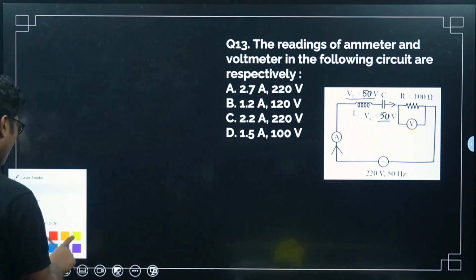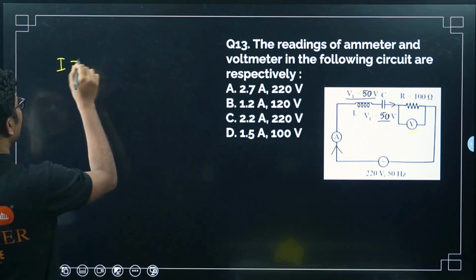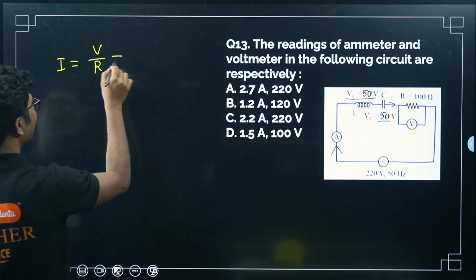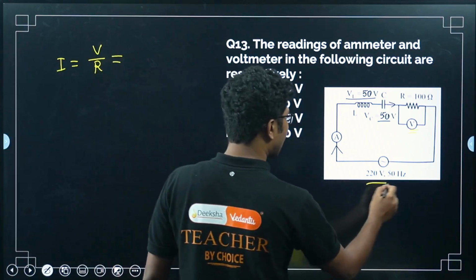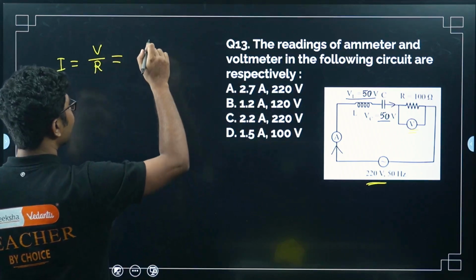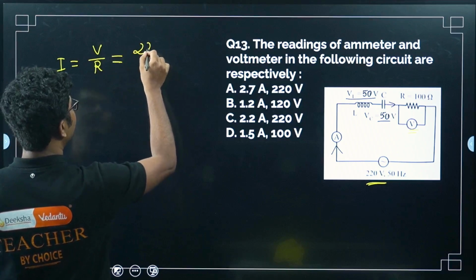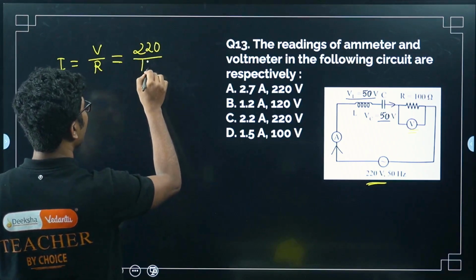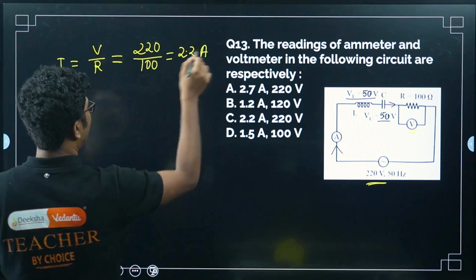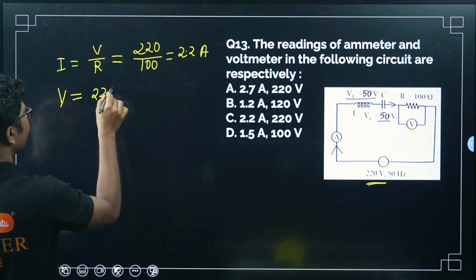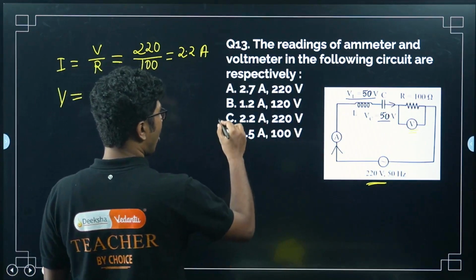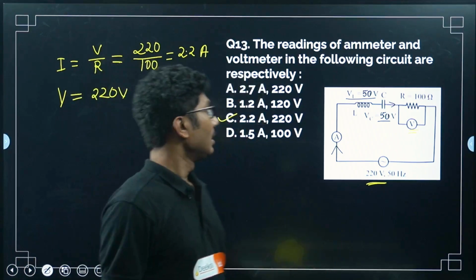So current I will be V by R. Now in this case I am writing everything in capital because this 220 volt is RMS. Also, the voltmeter and ammeter only measure RMS current and RMS voltage, right? So that's why I have written it like this. The RMS voltage is 220, resistance is given as 100 ohm, so the current is 2.2 ampere, and the voltage will be the same, that is 220 volts. The entire voltage will be dropped across this resistor. Simple answer. Let's move on.